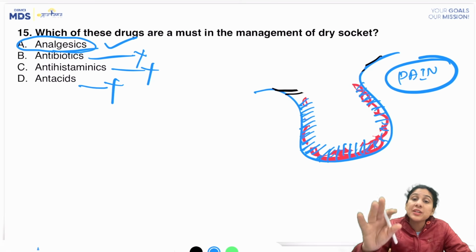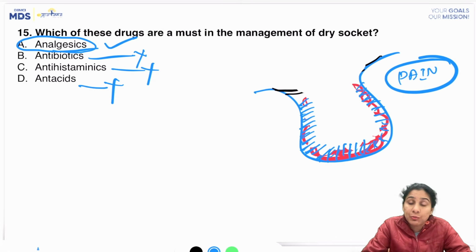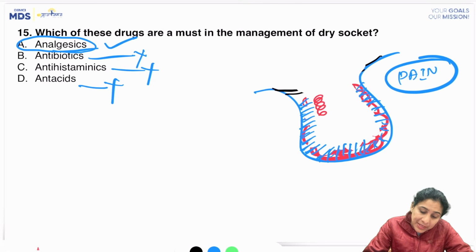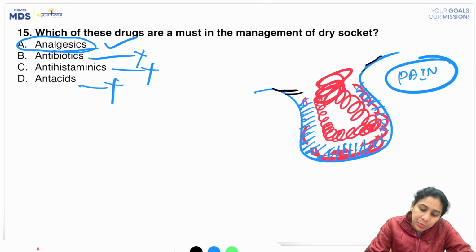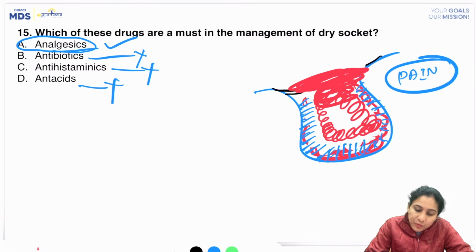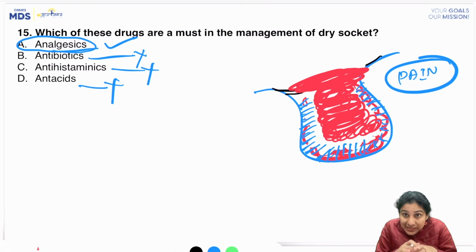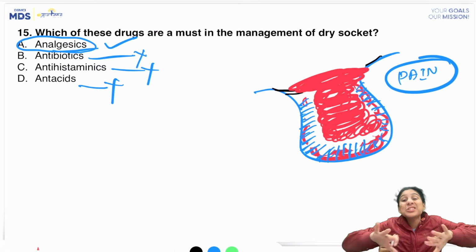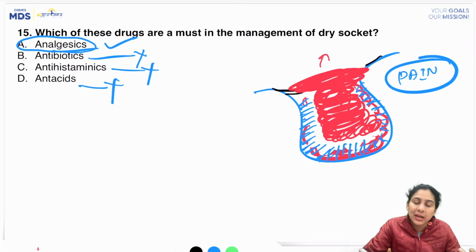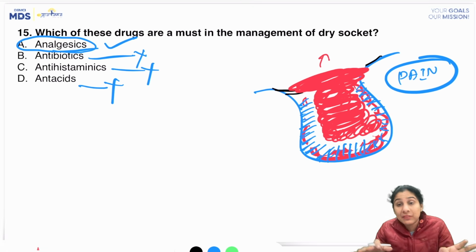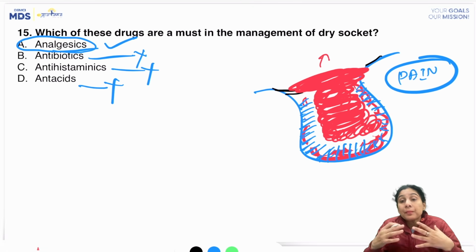Plus, we give some topical obtundant dressing. If the clot is not there, now we will give some dressing. Zinc oxide eugenol or only eugenol or some butamben based paste. So we will give some dressing so that these nerve endings which are exposed should be covered. But obviously the dressing will come out. So you need to give it every day or every 2 days to cover the free nerve endings.